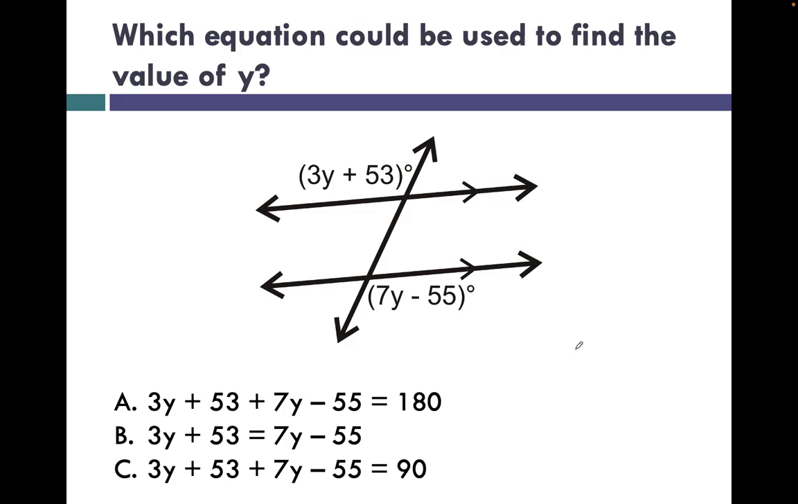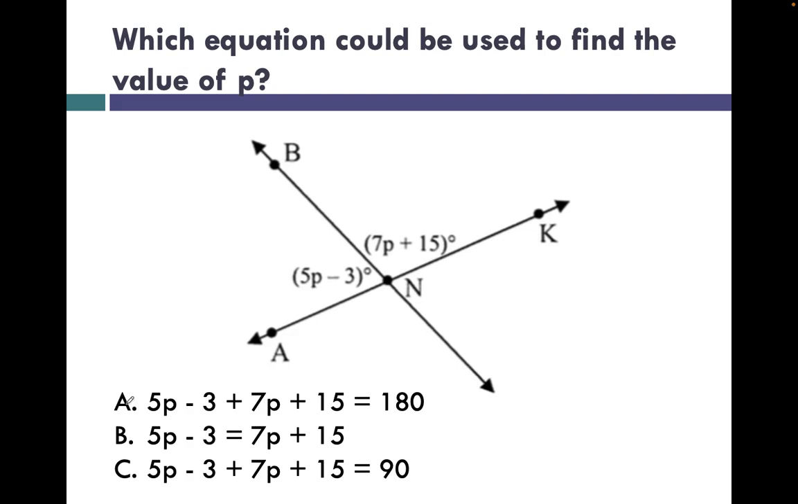Take a moment to choose which equation would you use to find the value of y in this diagram. The expressions shown on these two angles are shown on angles that are alternate exterior angles. If you remember, alternate exterior angles are congruent or equal to each other, which means that option B would be the equation we would use.